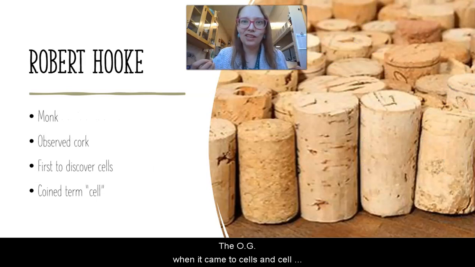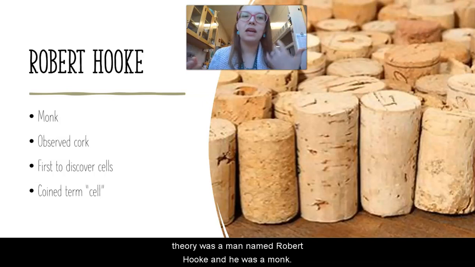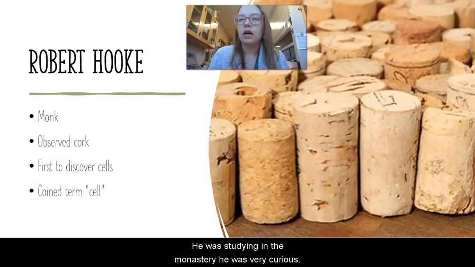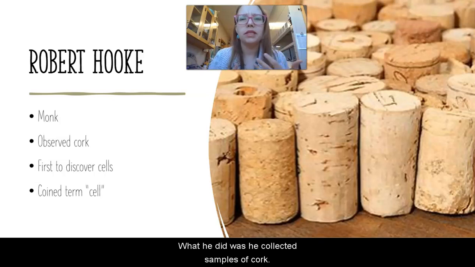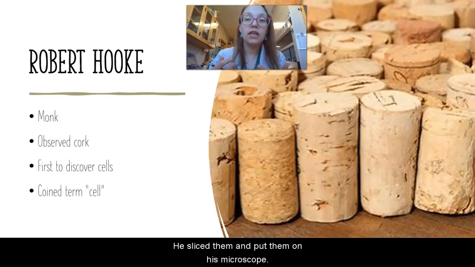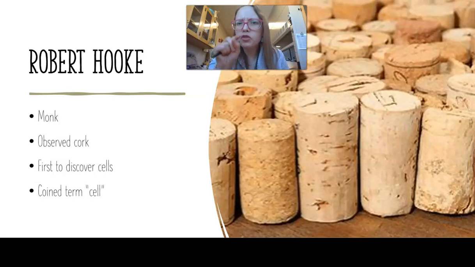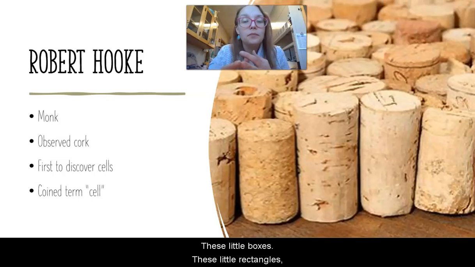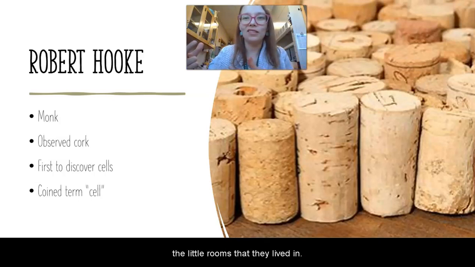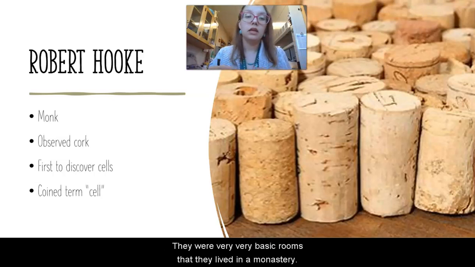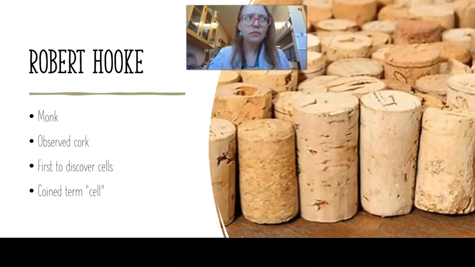So the OG when it came to cells and cell theory was a man named Robert Hooke. And he was a monk. While he was studying in the monastery, he was a very curious man. What he did was he collected samples of cork. He sliced them and put them on his microscope. And what he noticed were these tiny little rectangles of what seemed like emptiness in the cork. They reminded him of the cells in the monastery, the very basic little rooms that the monks lived in. And so he said, I'm going to call these things cells.